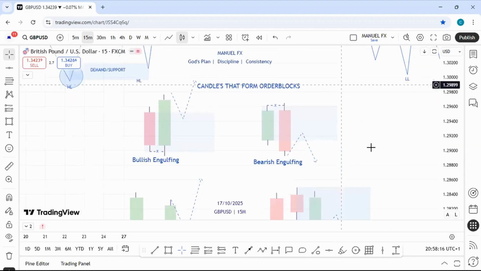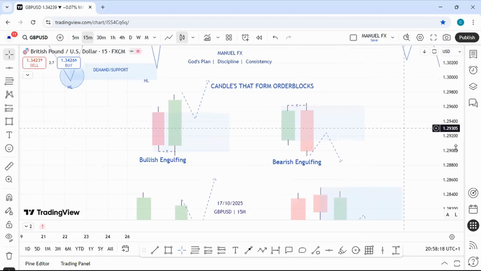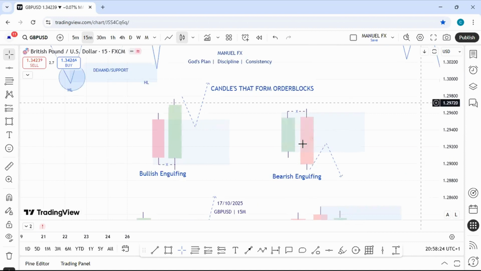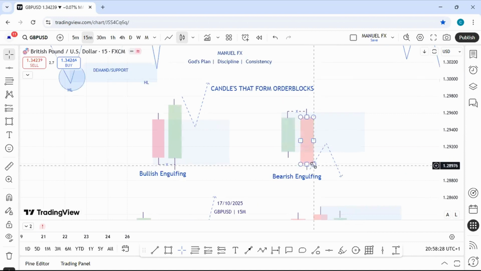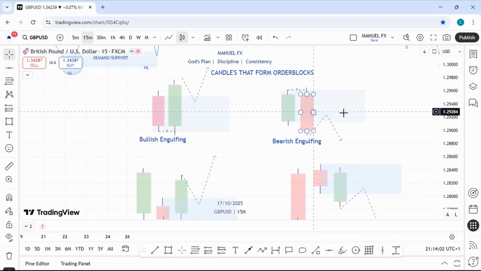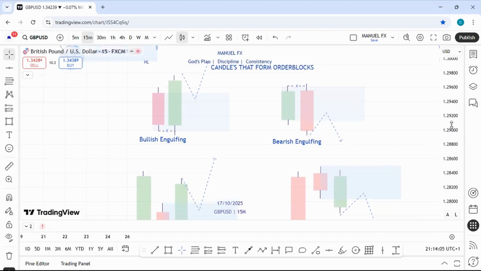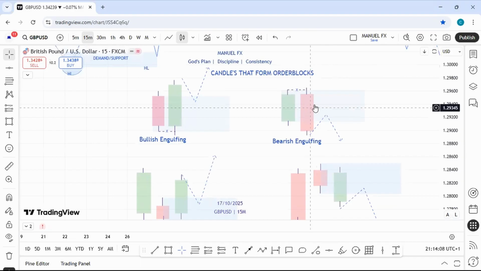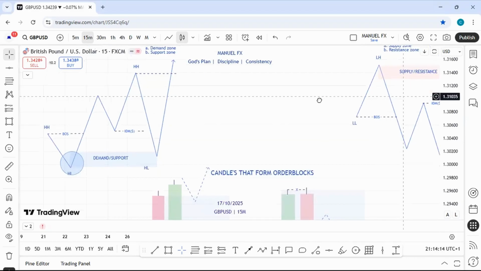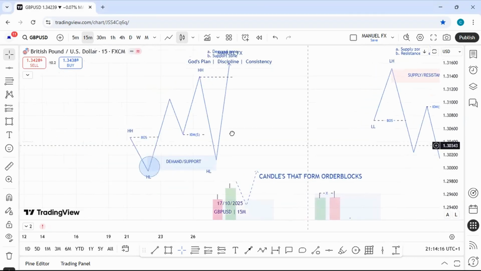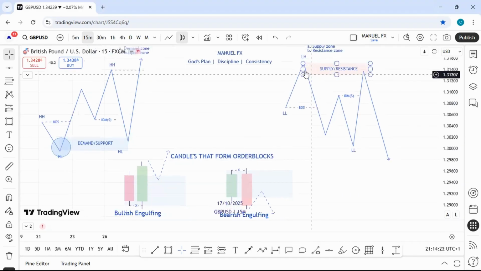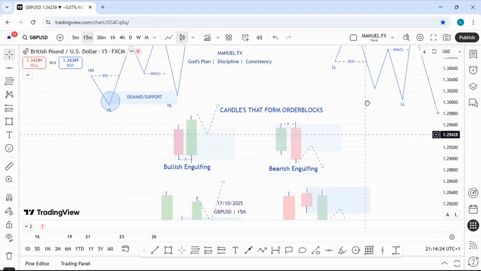So it means that for bearish engulfing, I want to see a sell candle. The color of the candle does not matter, it can also be a bullish candle, but I want to see one candle directly below the lower high. In this region, we want to see this candle formation.